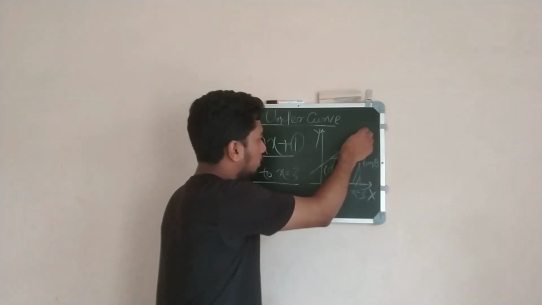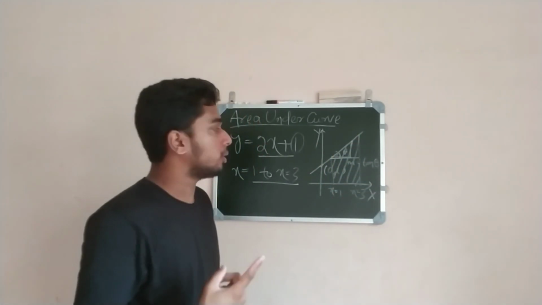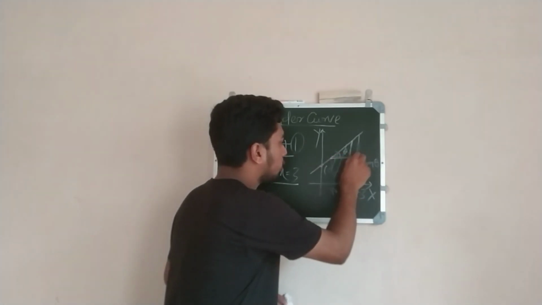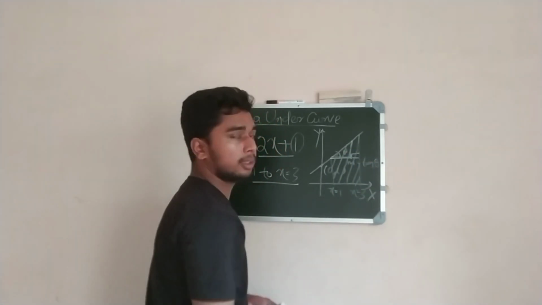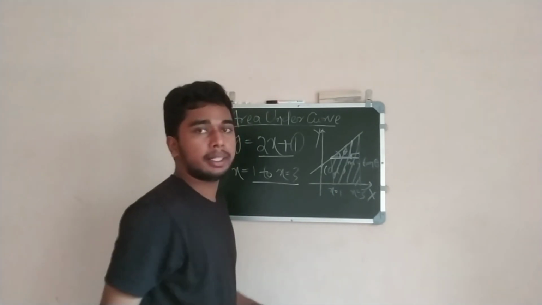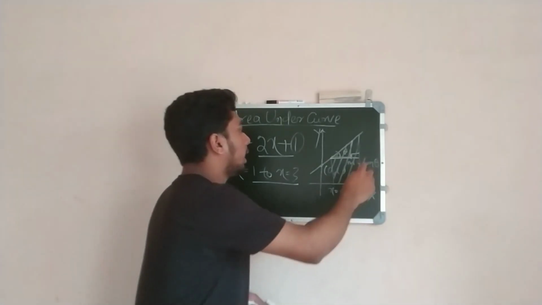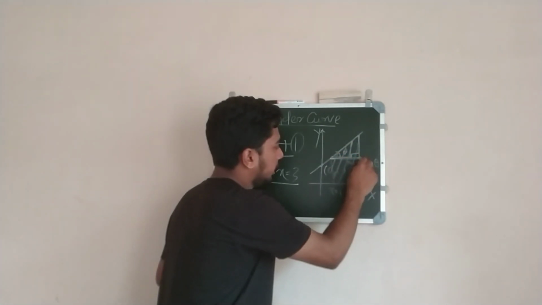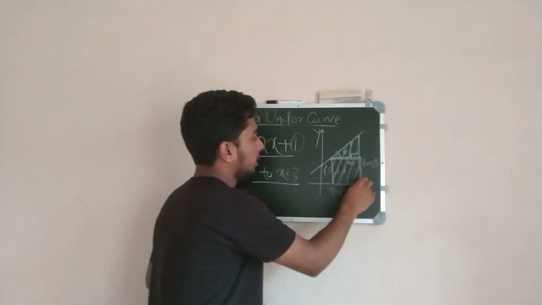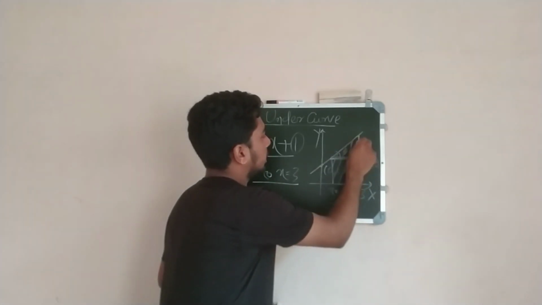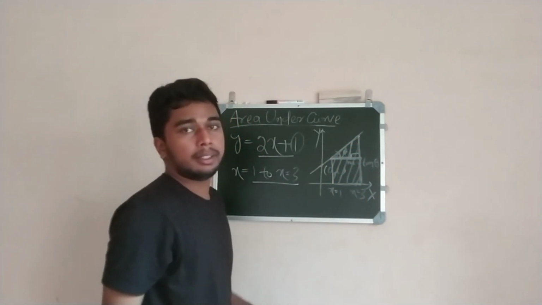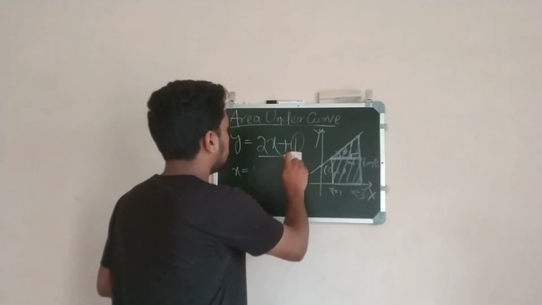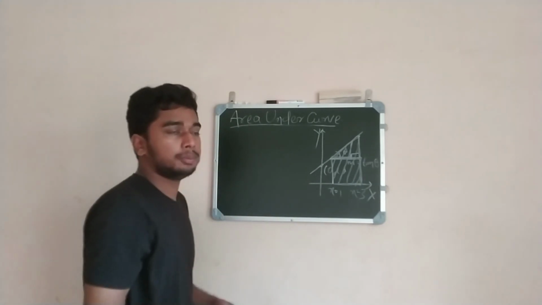To calculate this area, I can use two methods. The first one is calculus and the second one is the geometrical method. In geometry, I will just draw a perpendicular line here. Then this region will be divided into two geometrical figures: this will be a triangle, and this one will be a rectangle. If I add the areas of the two, I can find out the area under this curve. So let's see how to calculate it using calculus.